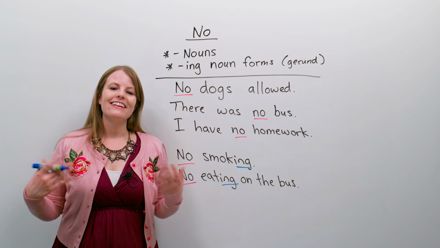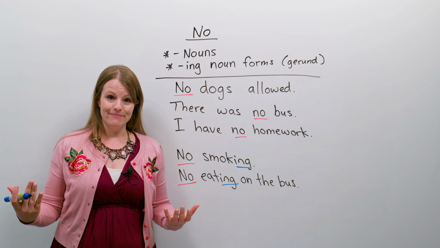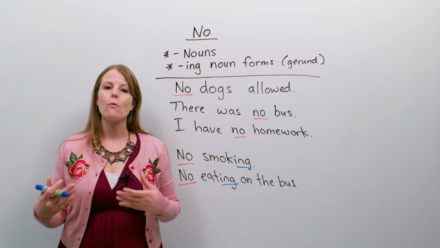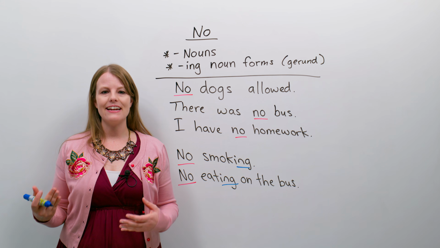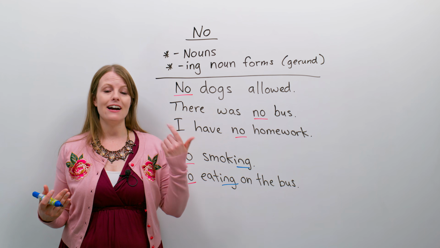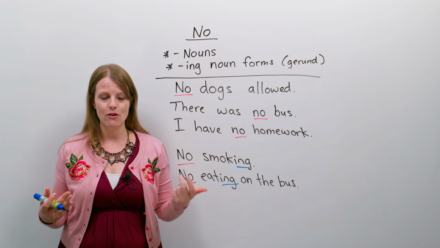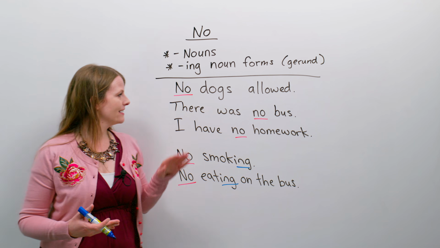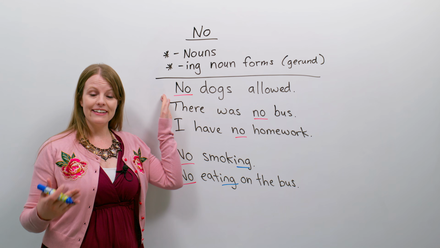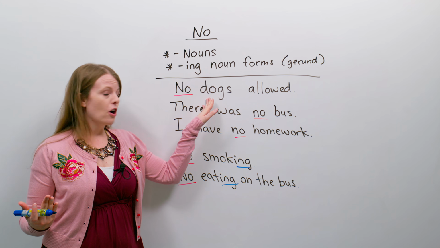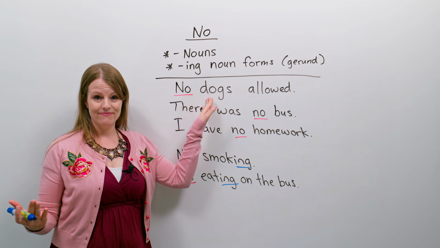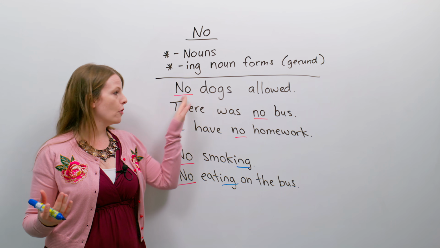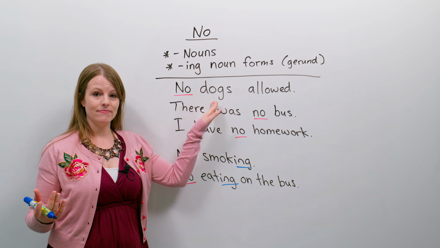All right, let's look at no. We use no with nouns. What is a noun? A noun is a person, a place, a thing, or an idea. Let's look at some examples. No dogs allowed. Dogs is a noun. It's an animal. So we can use no in front of dogs.